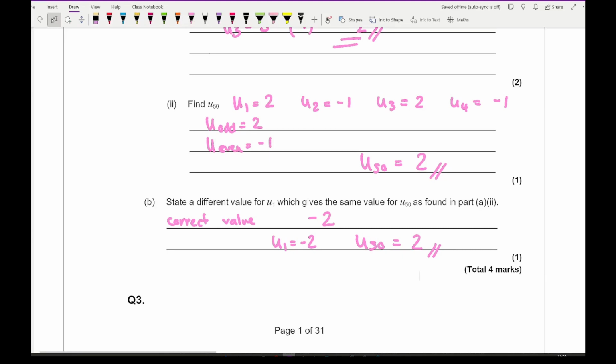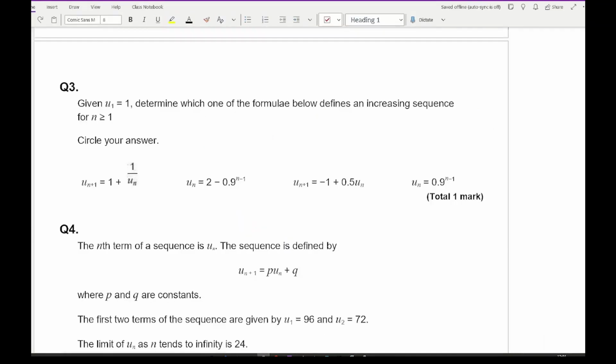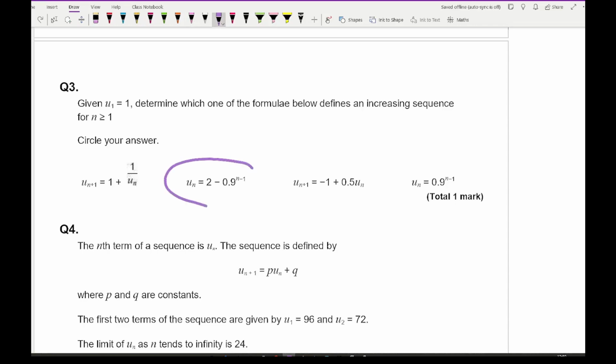Now moving on to question 3, it says given u1 equals 1, determine which of the following formulae below defines an increasing sequence when n is greater or equal to 1. Circle your answer. Now for this, all you need to do is just basically substitute the numbers into your calculator and write down the first couple of terms and see which sequence is where the terms are increasing. Now if you do that correctly, you should find that the answer is going to be our second option.